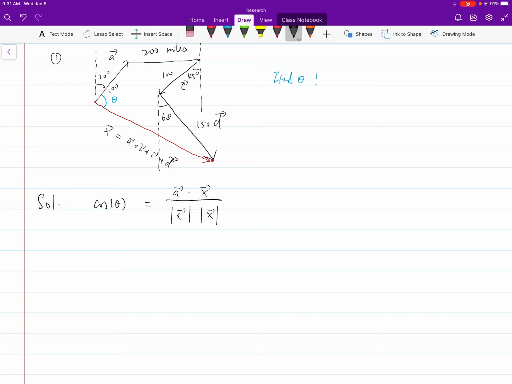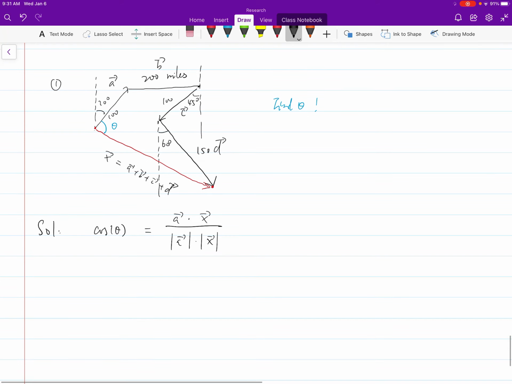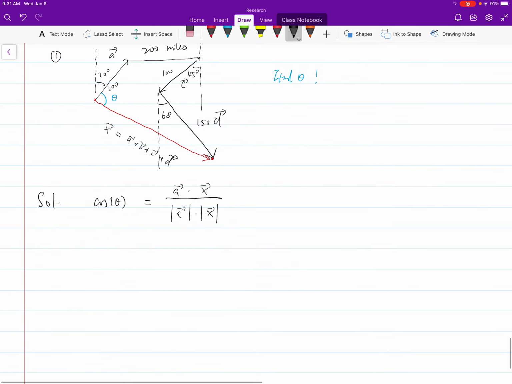Okay, so what's your job? Your job is to find A, which you already know, and to find X, which you can get by adding all four vectors together. Once you have that, you can do the computation. So I will just do it really quickly. You can check my work later.